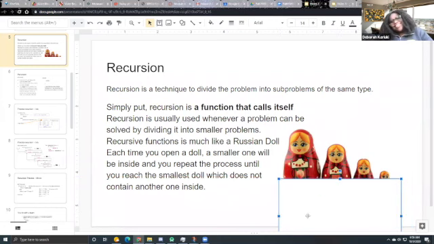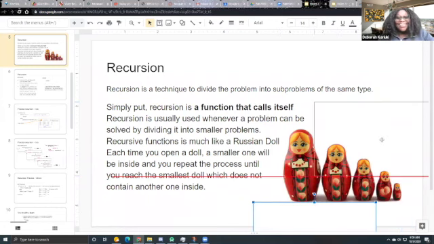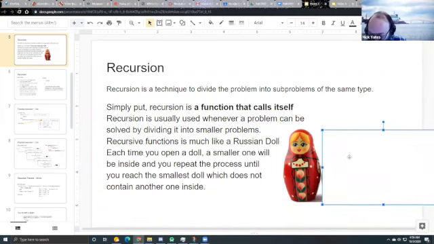Should be moving it that way, but that's fine. Oh, okay. Yeah, that's okay. I was going to move it slowly, but that's okay.